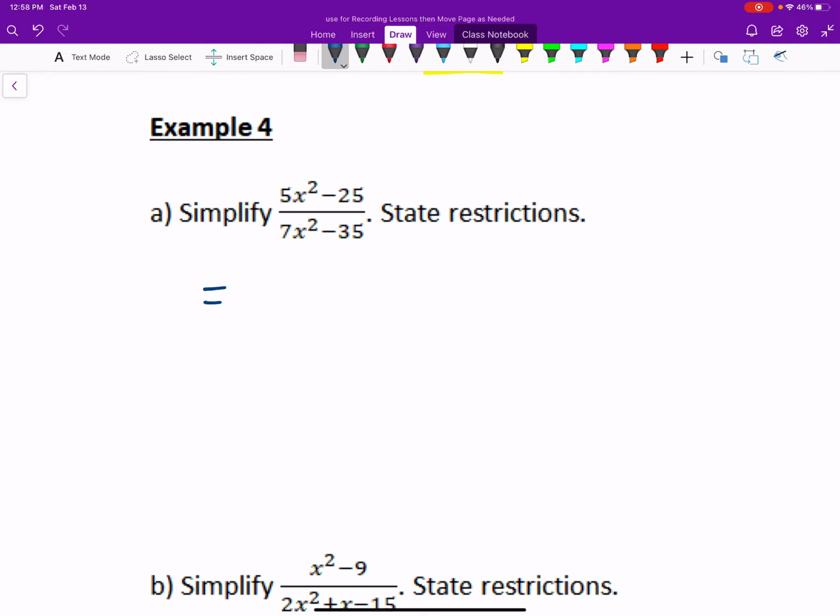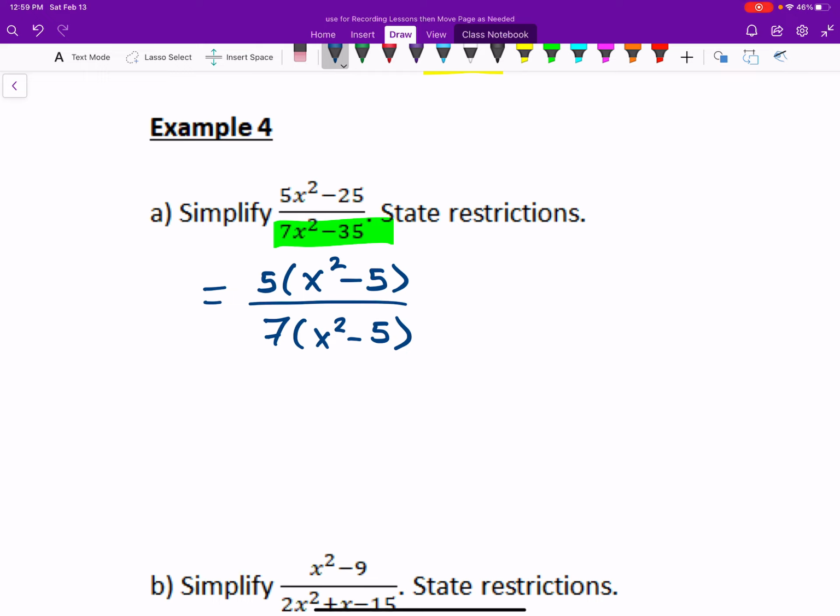So first thing I'm going to do is I'm going to factor. So looking at the top, first thing I always look for is a common factor, don't I? Well, 5 goes into 5x squared, and 5 goes into 25. So I can take 5 out as my GCF of the numerator. I'm left with x squared minus 5 when I do that. As far as the denominator goes, 7 goes into 7 and 35. So when I take 7 out as my GCF, I'm left with x squared minus 5 as my denominator.